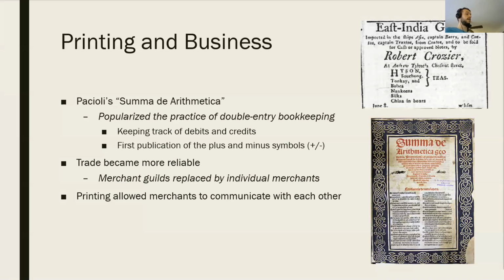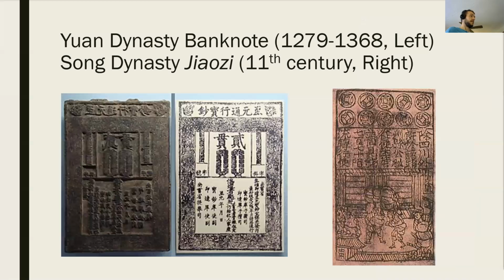And printing also allowed merchants to communicate with each other as well. So they were able to advertise to a much larger amount of potential customers. So there was a major increase in the kinds of advertisement. So we see an example of an early advertisement from the East India Company, an example of this kind of process happening. And another major development of printing in business is the development of paper currency.